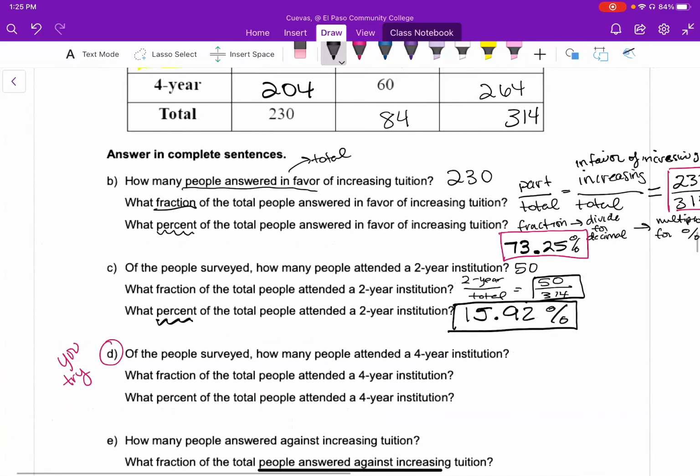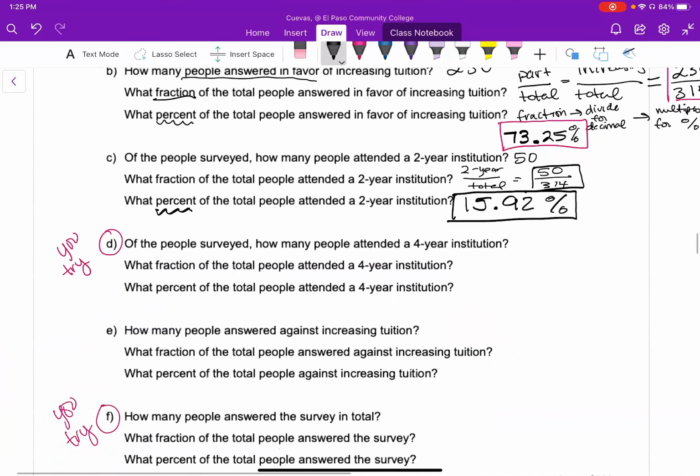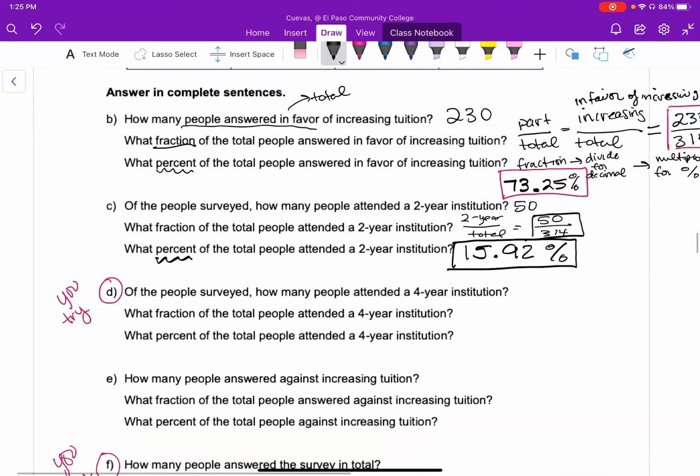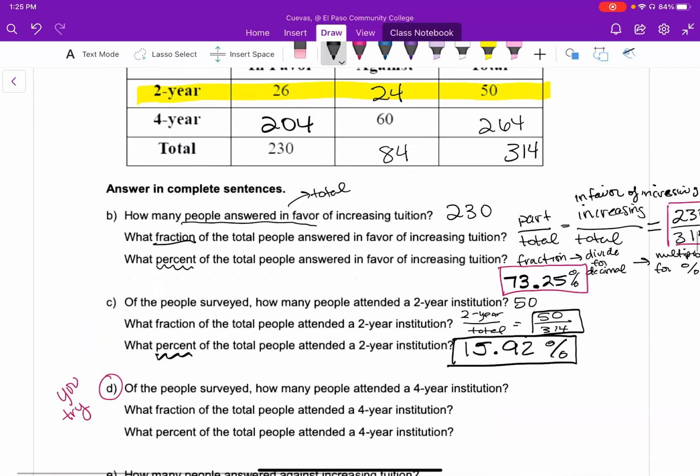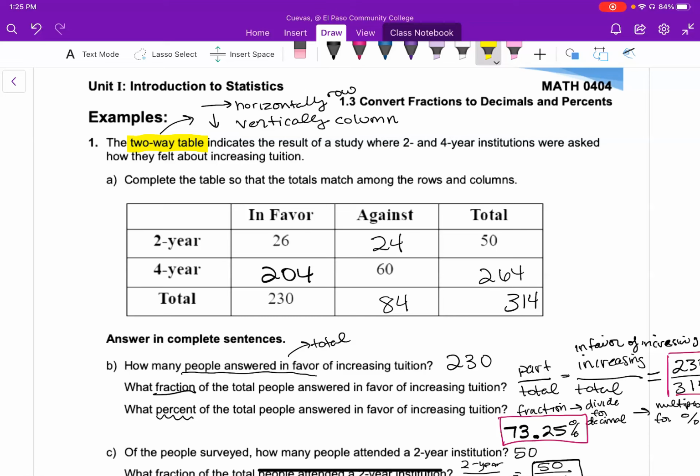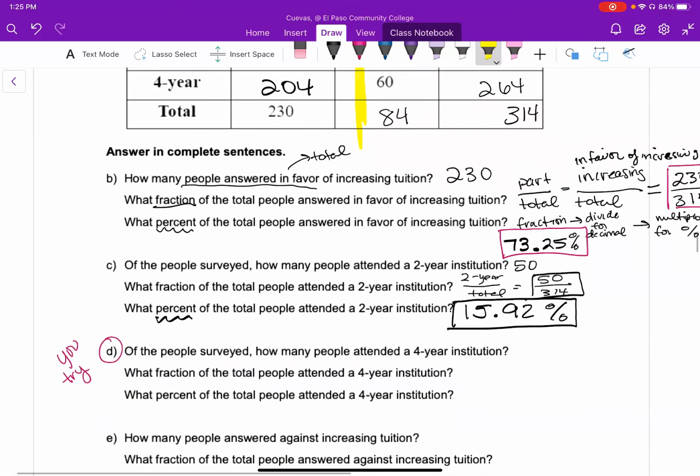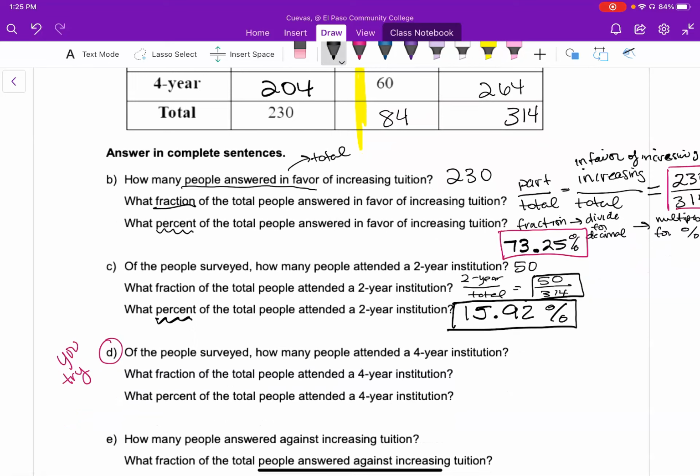All right, you're going to try D. Let's move on to E. How many people answered against increasing tuition? If you notice when I'm focusing on against, this is a column. So 84 people were against increasing tuition. What fraction of the total people, I still have total people, so it's 314, answered against increasing tuition? So I have 84.